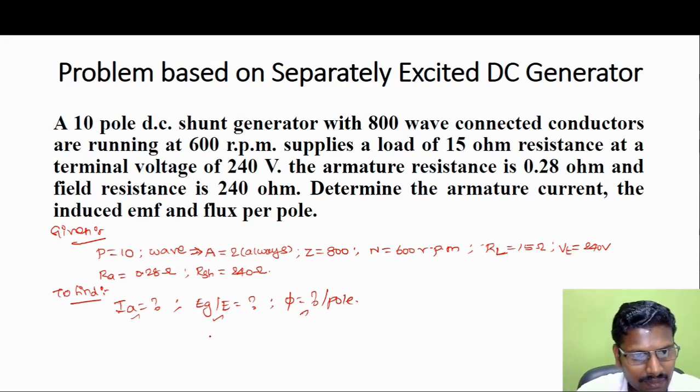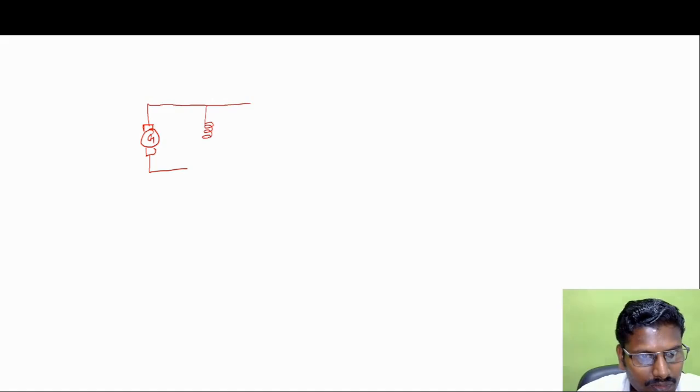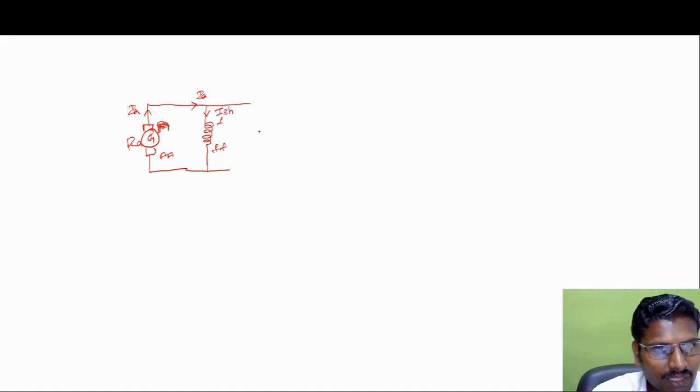We'll start in the next slide. The diagram for a self-excited shunt generator is this: this is the generator, and shunt means the field winding will be connected in parallel with the armature winding. This is A, and this is F. This is RA, and the current from the armature is IA. The current flowing here will also be IA. The current flowing here will be ISH, because the field winding is connected in shunt with the armature winding.